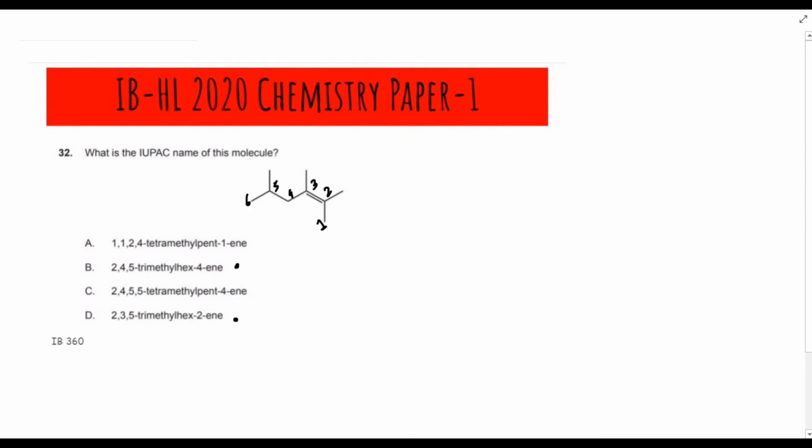Now we have 3 methyl groups, and the position of the methyl groups is 2, 3, 5. So the name would start with 2,3,5-trimethyl, and then we would write the word root, that is hex, and the suffix would be from 1, the double bond starts with the second carbon, so it would be hex-2-ene. Okay, so for question 32, D is the correct answer.